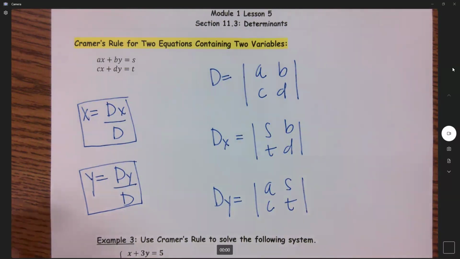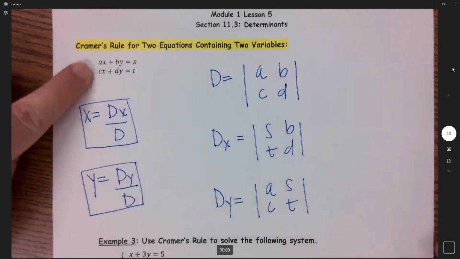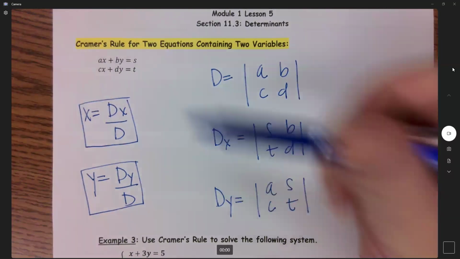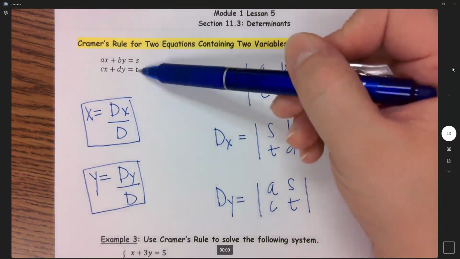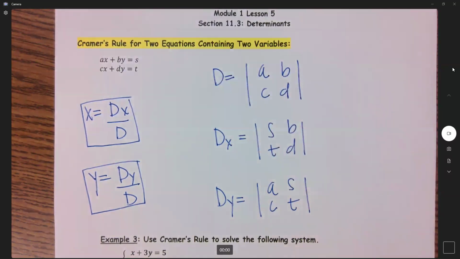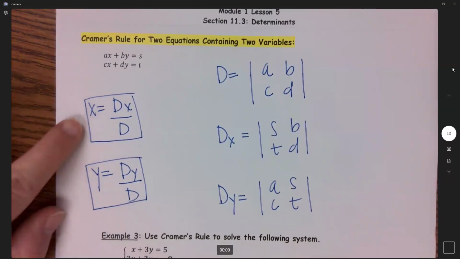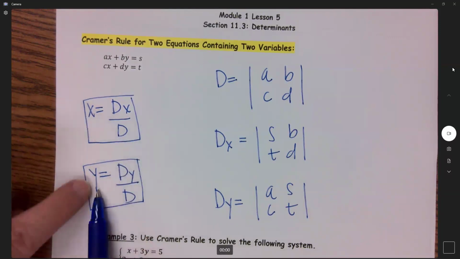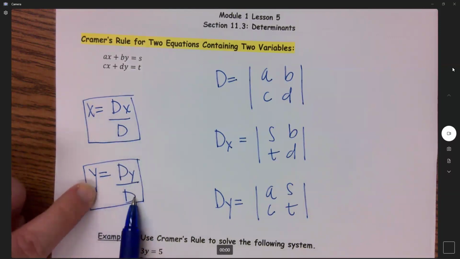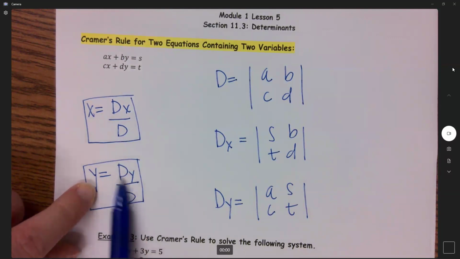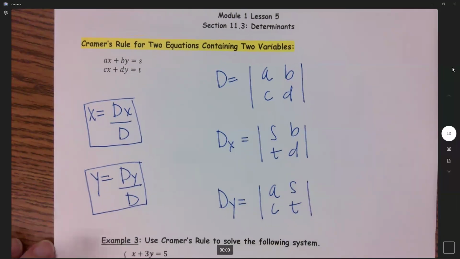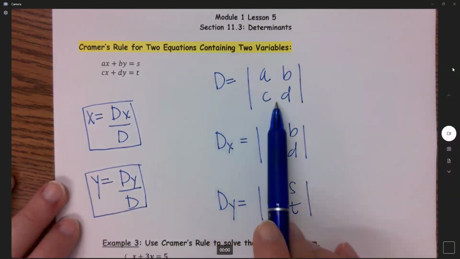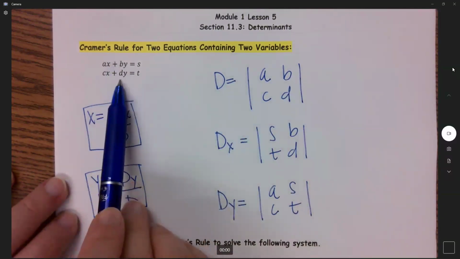So if I have a system of linear equations in two variables, you can see we have our x column, our y column, what it equals, and then what the coefficients are for your x and for your y. To solve for x, we will evaluate d sub x over d. And to get y, we will evaluate d sub y over d. So what is d, d sub y, and d sub x? And that's listed over here.